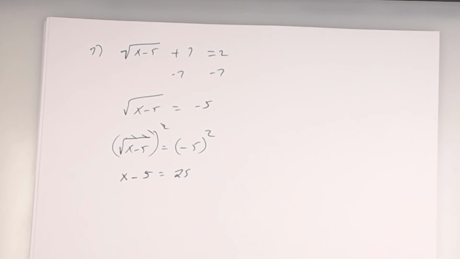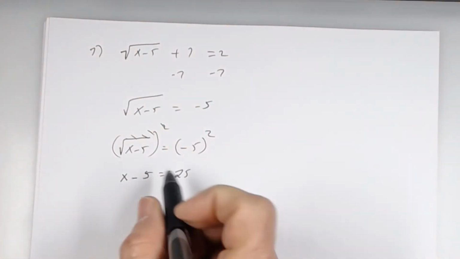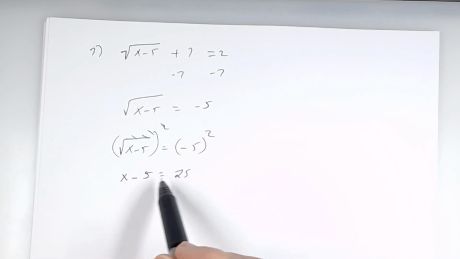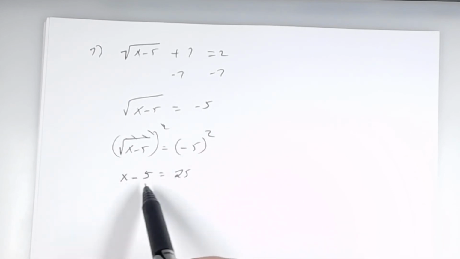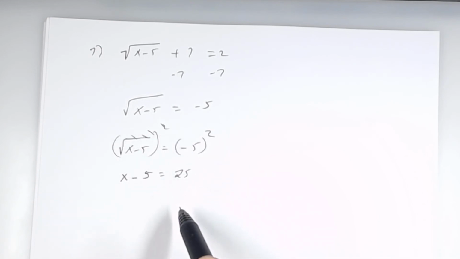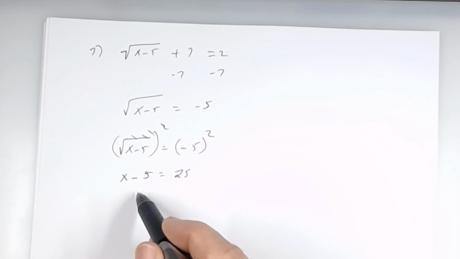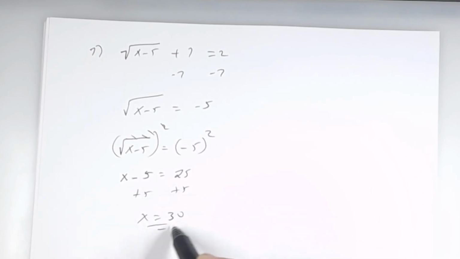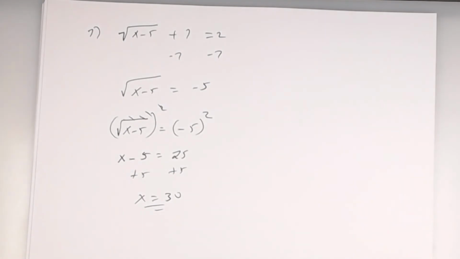What's the next step? Add 5 to both sides. So notice in this case I went from a radical to what kind of equation? That's not quadratic. That's linear. All right, so you've got to know the type of equations you're dealing with. So that's linear, right? So it's x equals 30. All right, so that's my proposed solution.